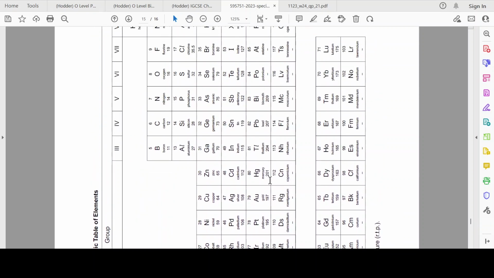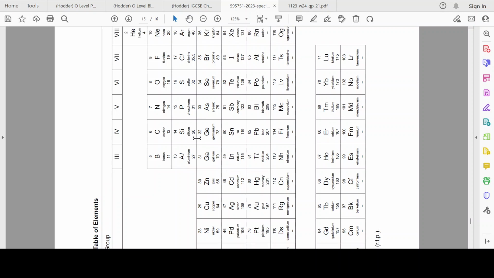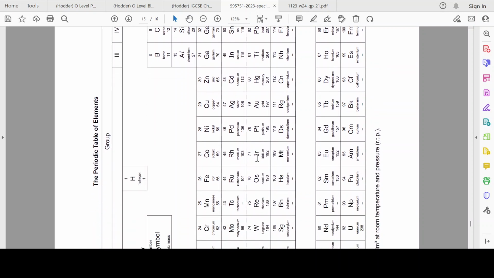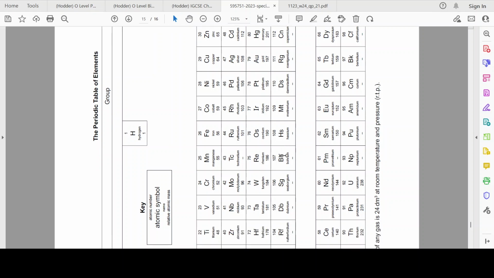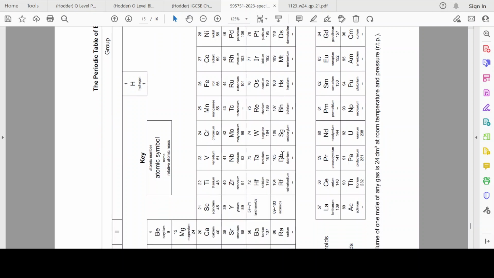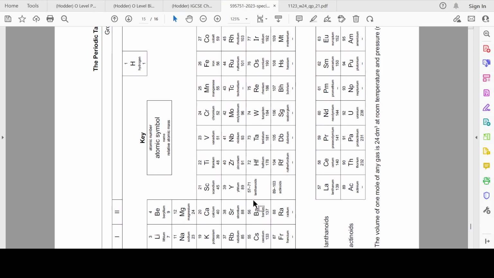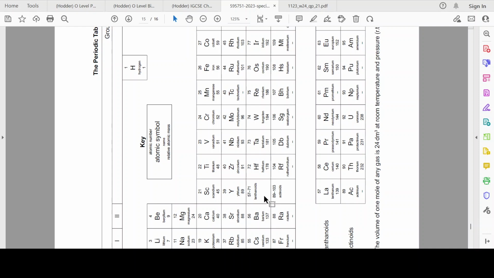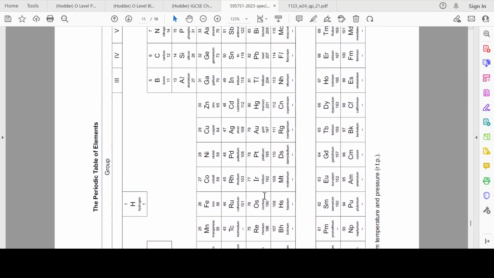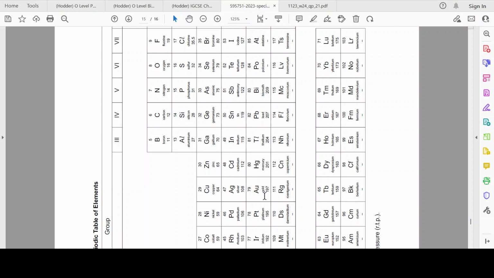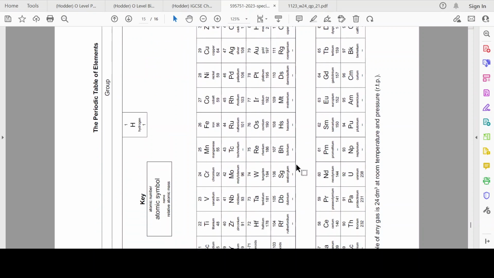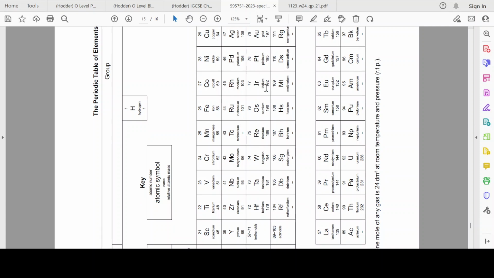Where is lead? Pb, right? Why can't I find lead? Lead decided to disappear. Oh, here it is. Anyway, lead's not a transition metal. Gold is a transition metal, platinum is a transition metal, silver is a transition metal, right? Iridium and all of those.